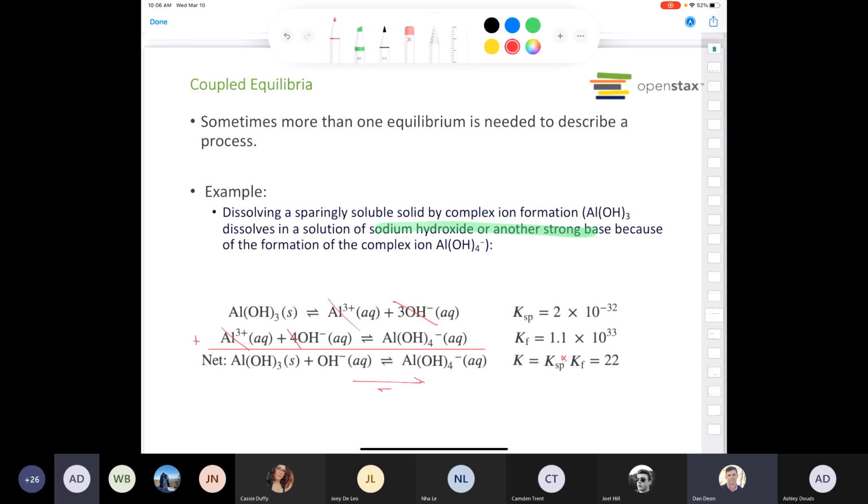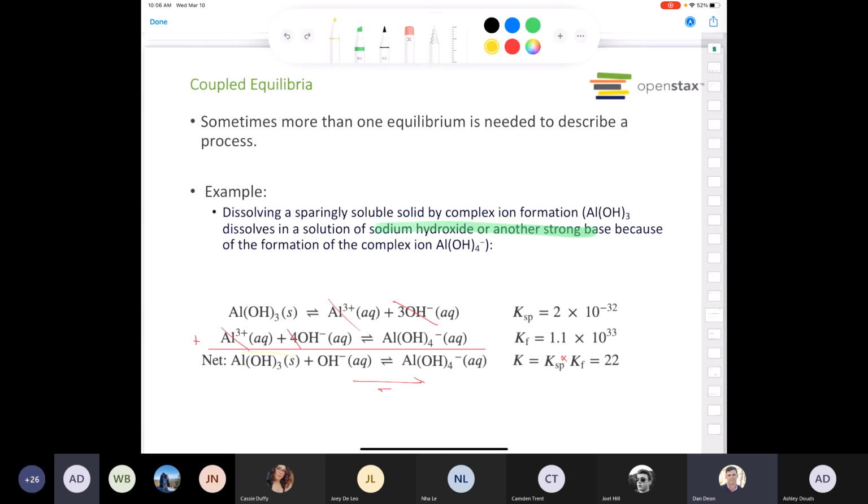Now I know what you're thinking. I know some of you who are really astute are saying, well, yeah, Mr. Dion, you're getting more of this to go into solution, but it's not just aluminum and hydroxide anymore. You're right, it's not. But the net effect is that you're solubilizing more of what you started out with. More of it is in solution.